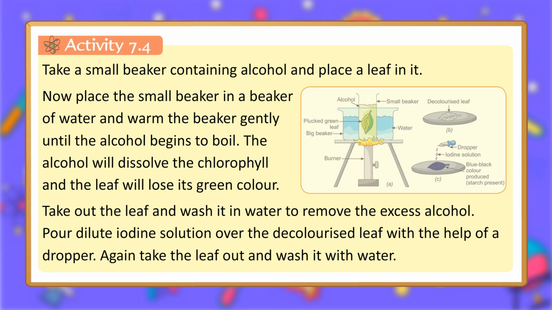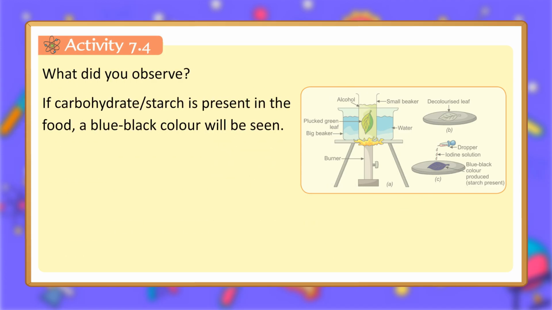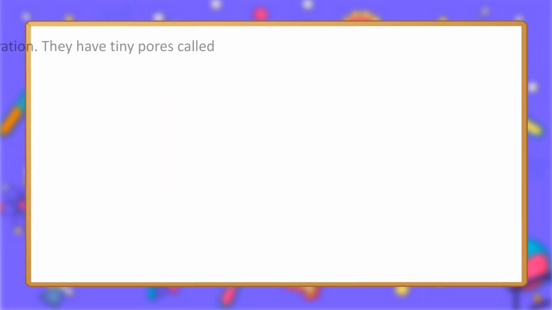Take out the leaf and wash it in water to remove the excess alcohol. Pour dilute iodine solution over the decolorized leaf with the help of a dropper. Again take the leaf out and wash it with water. What did you observe? If carbohydrate or starch is present in the food, a blue-black color will be seen.